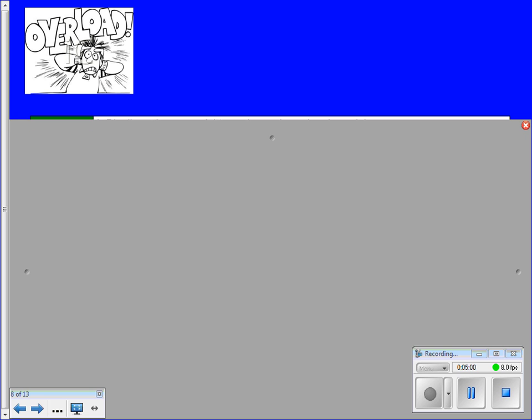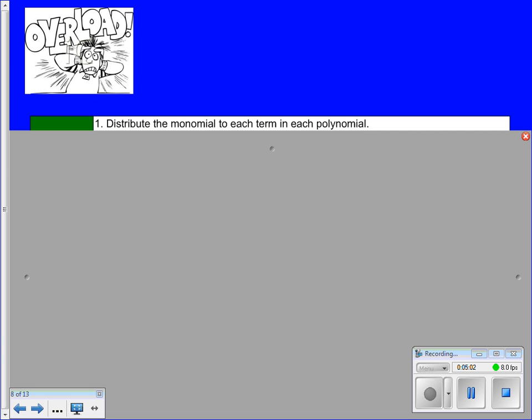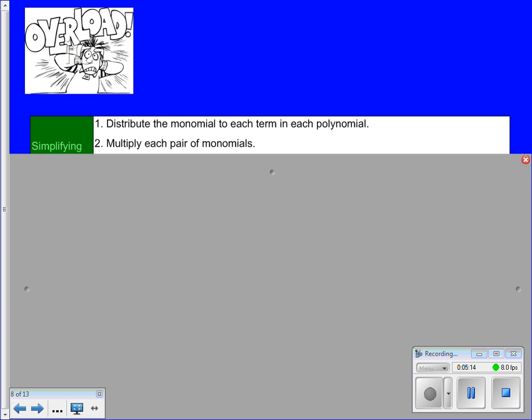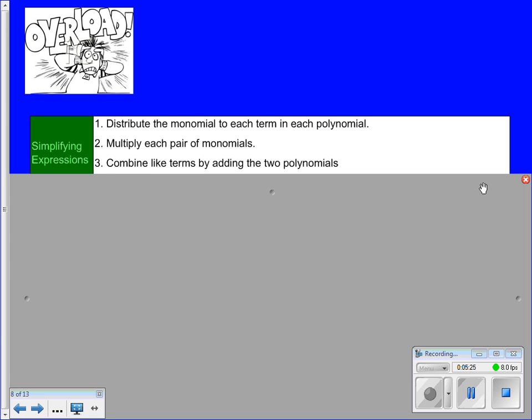Okay, so let's talk about the steps when we are simplifying expressions. The first thing is really similar to what we were doing previously on the front side. We're distributing the monomial into each term in the polynomial. Once we've distributed, that's when we multiply each pair of monomials. Once we've multiplied each pair, then we're going to combine like terms.